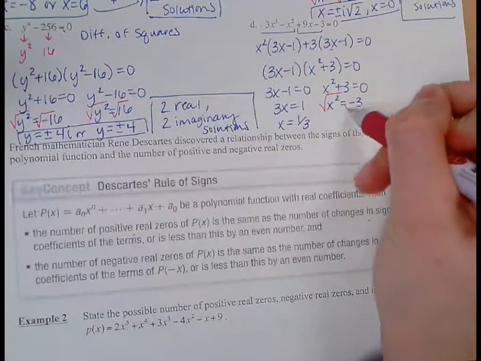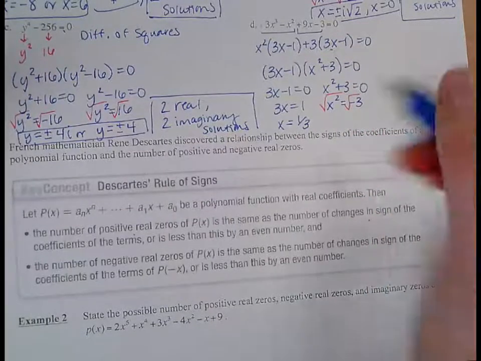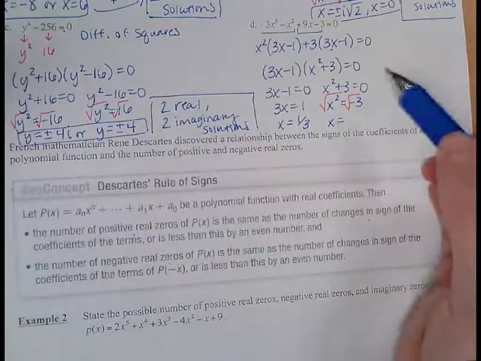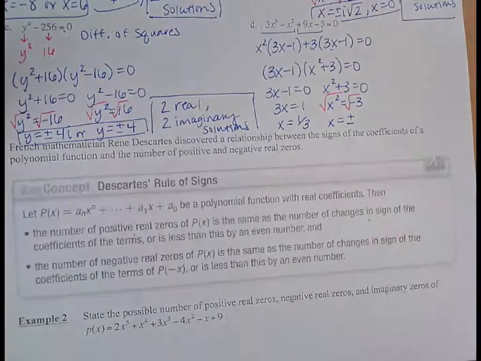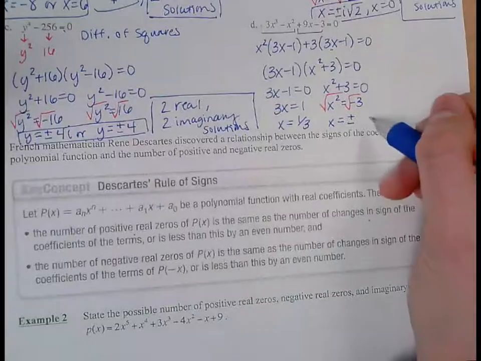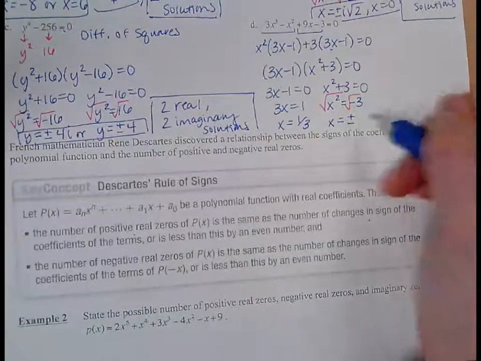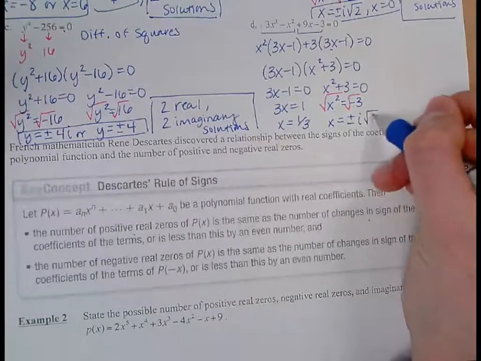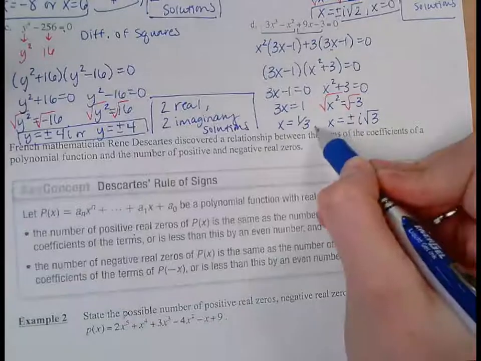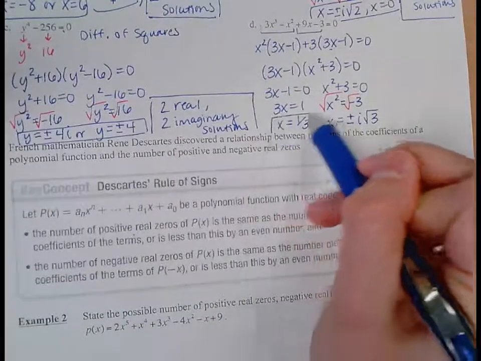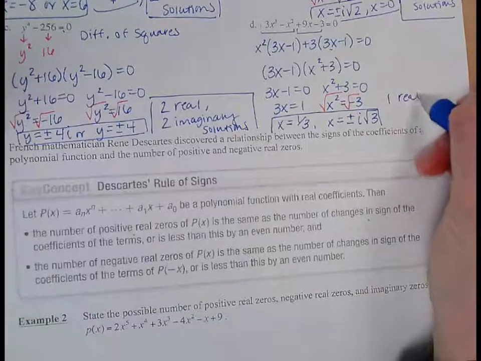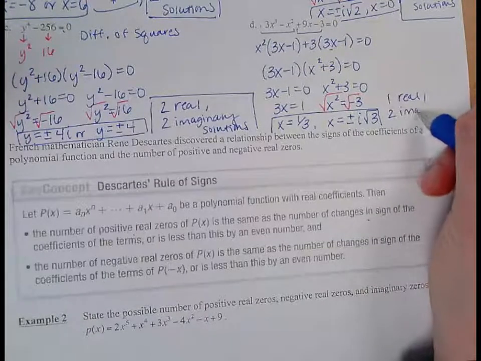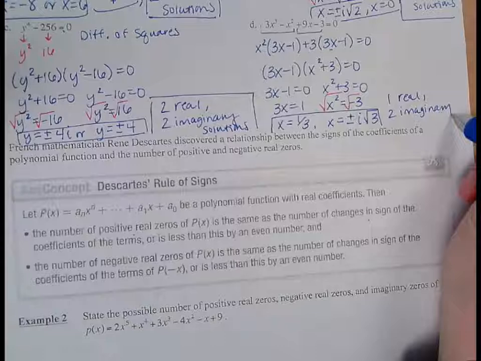Take the square root. And we get x equals plus or minus, how would we write that? I square root 3, yep. And we should have 3 solutions, which we do. We have 1 real, 2 imaginary.